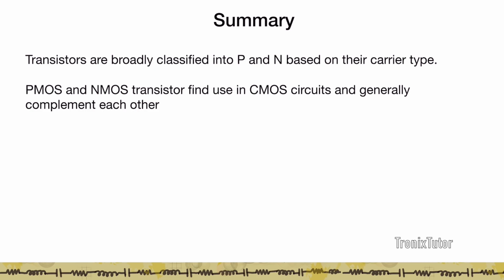Again, transistors are broadly classified into P and N type based on their carrier type. We use both of these kinds of transistors when we build CMOS circuitry, and both of them have specific functions in CMOS circuits, and they generally tend to complement each other.